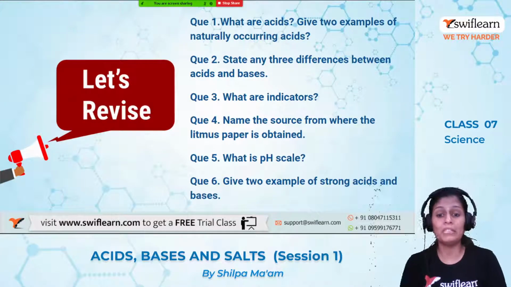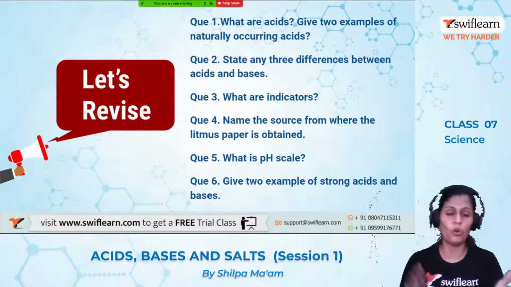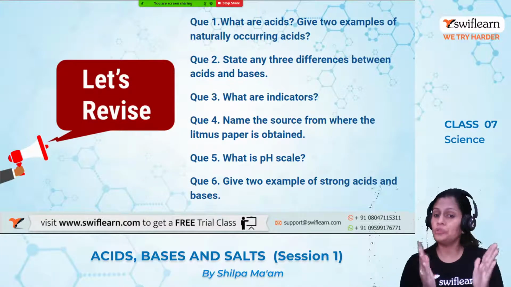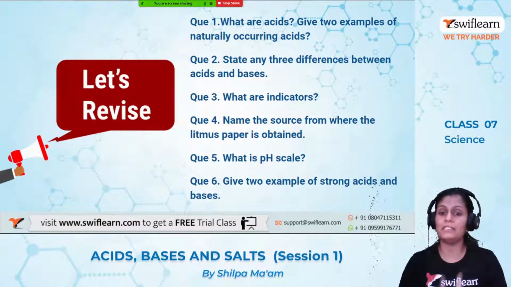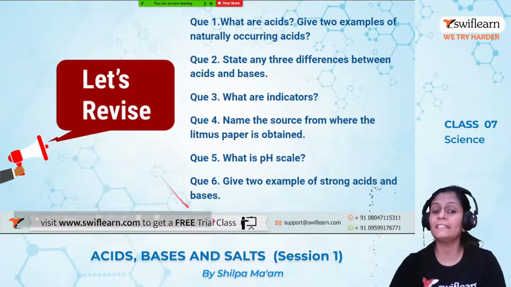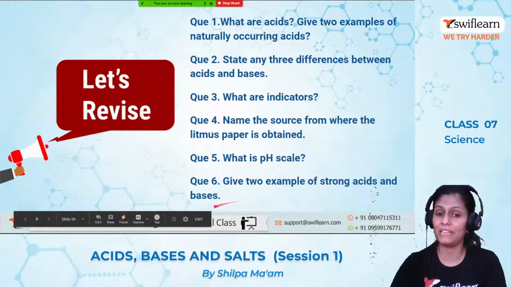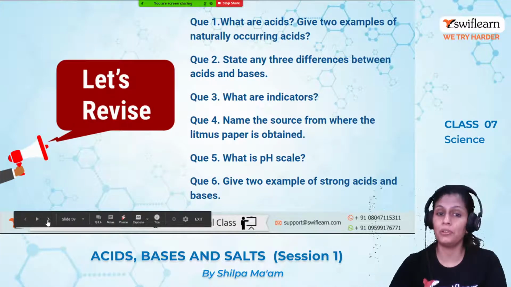What is a pH scale? It basically tells us whether a given substance is acidic or basic. 0 to 6 is acidic, and 8 to 14 is basic. And when the pH scale value is 7, that means it is a neutral solution. Strong acids are hydrochloric and nitric acid. Strong bases are potassium hydroxide and sodium hydroxide.